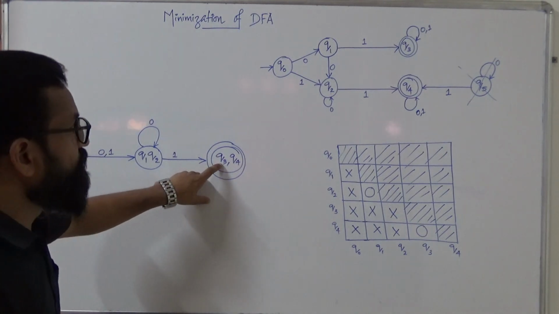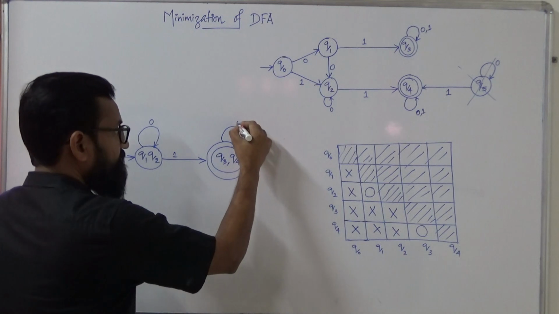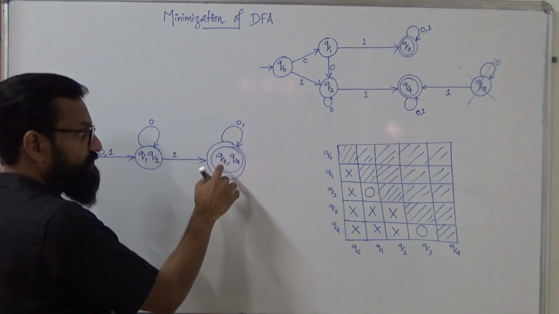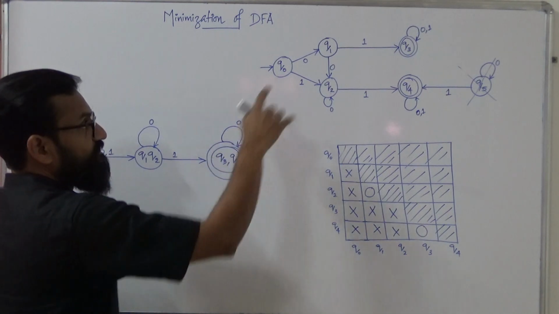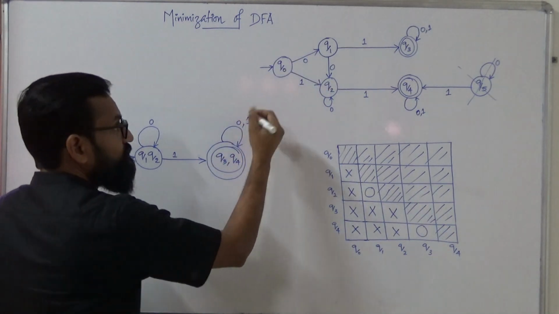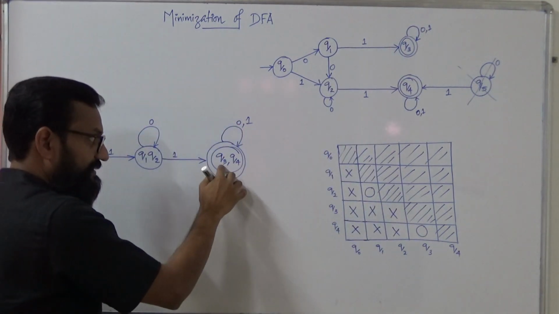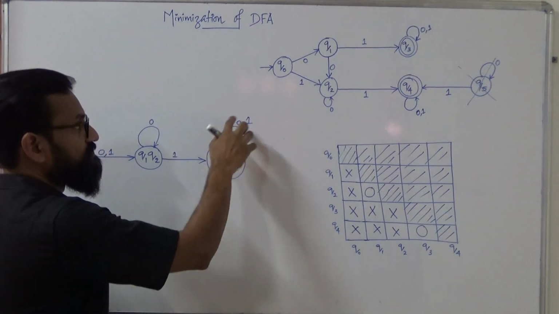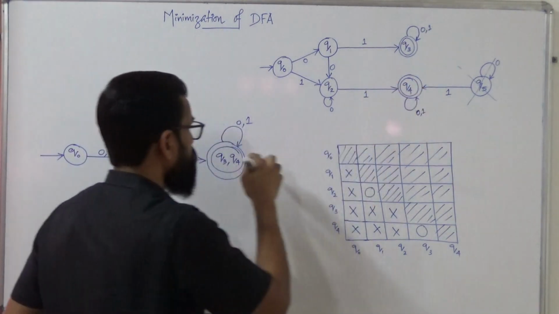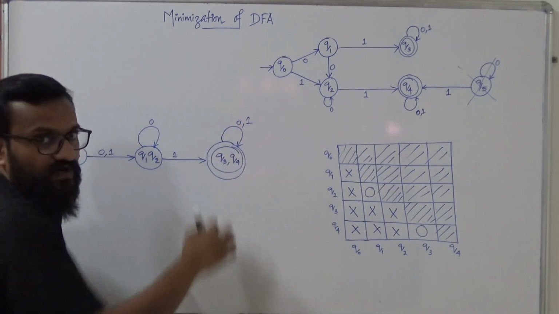Now if you consider Q3, what about Q3 on 0? Q3 on 0 is Q3 itself. So this transition must go to that particular state containing Q3. Similarly Q3 on 1 is actually Q3 itself. So that transition will remain in the same state containing Q3. The same thing happens for the state Q4. Q4 on 0 and 1 actually remains in Q4. So this self transition will act as Q4 on 0, 1.